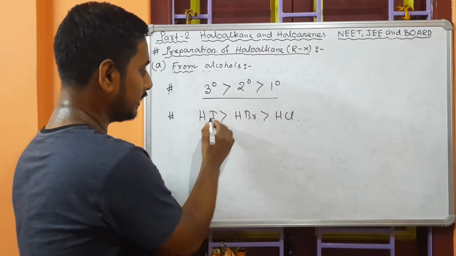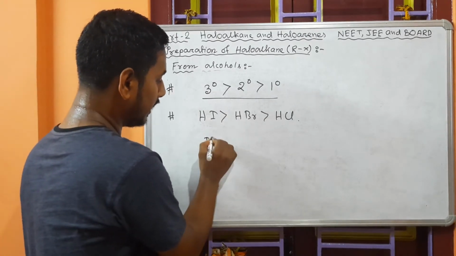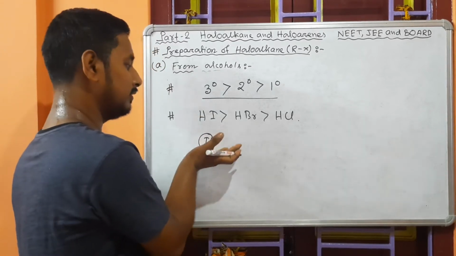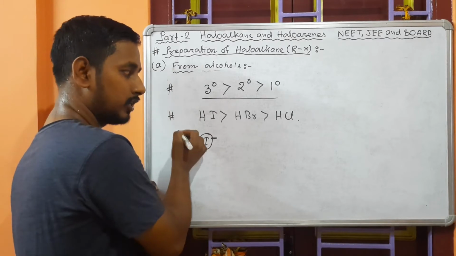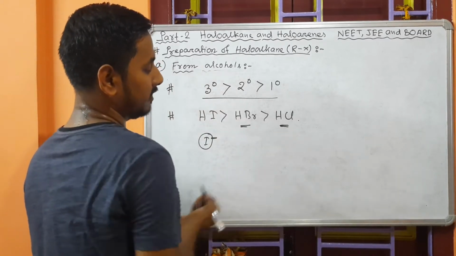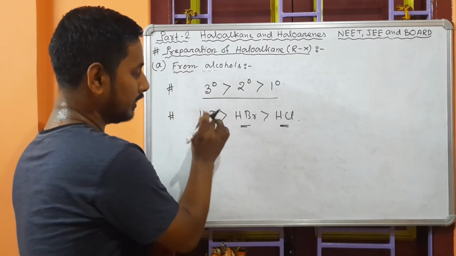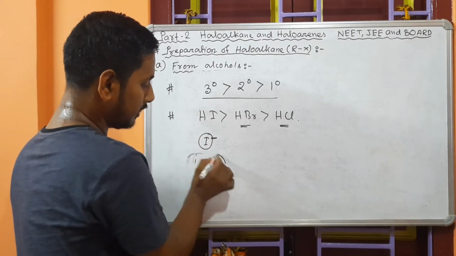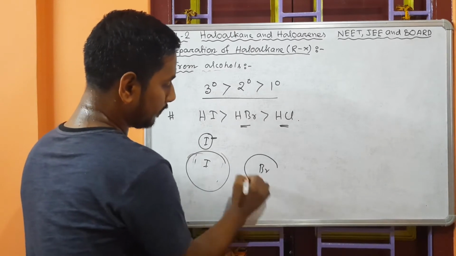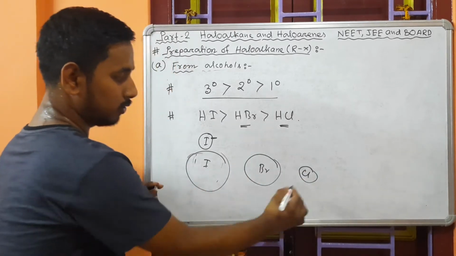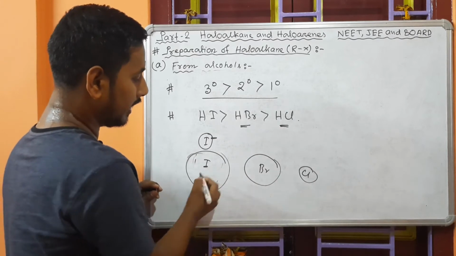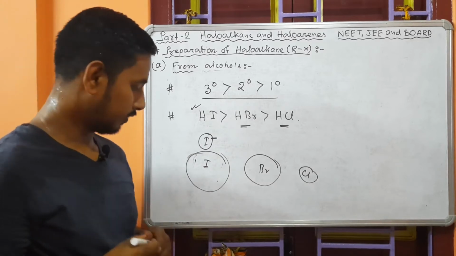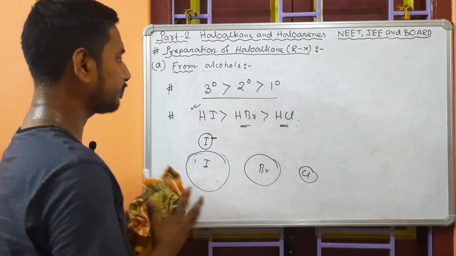Why? Because iodine is bigger in size, so the bond is very weak and easily broken, and the nucleophile will attack faster than with HBr, than HCl. The size of iodine is bigger compared to Br and compared to Cl. So as iodine is bigger in size, HI will react faster than HBr, than HCl. So these things you have to remember.